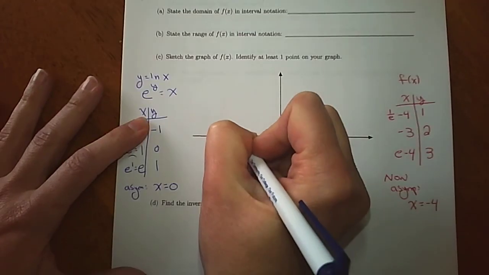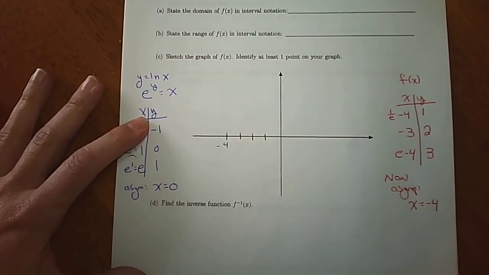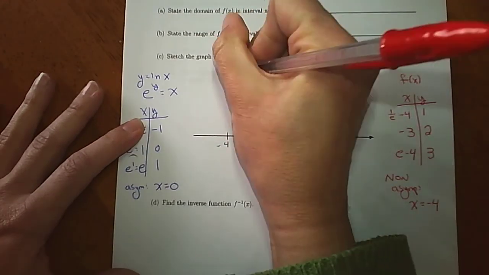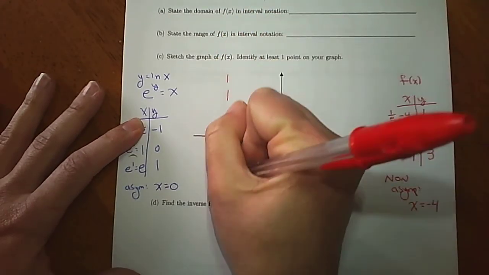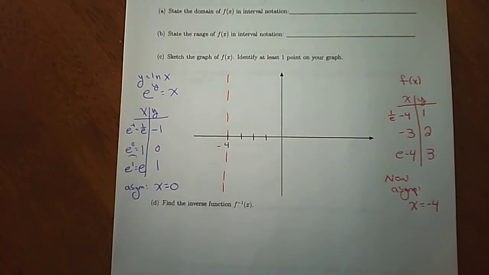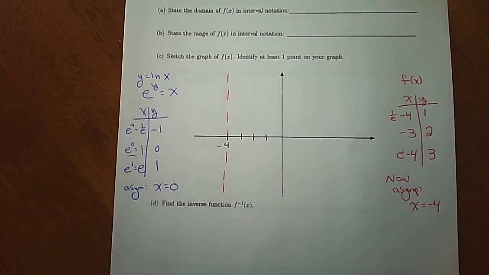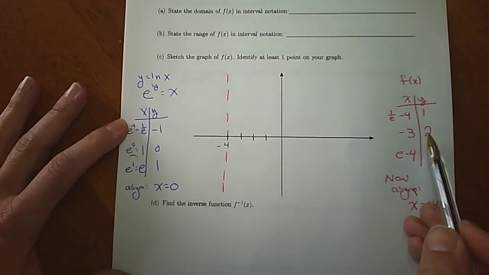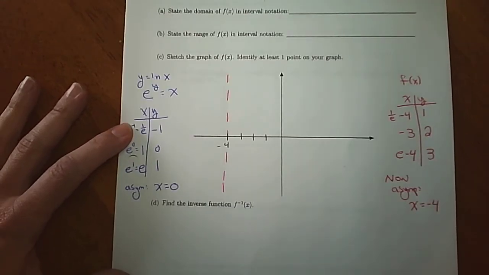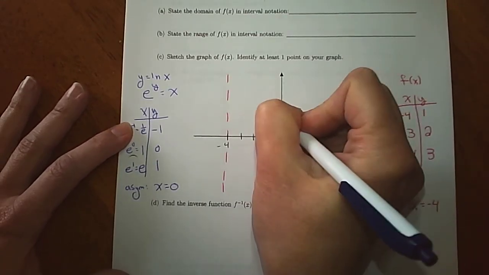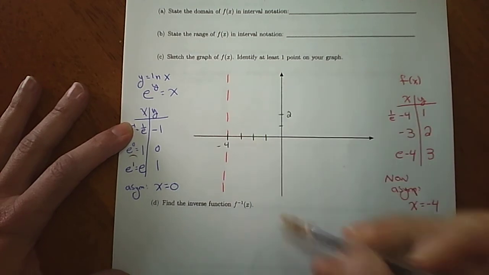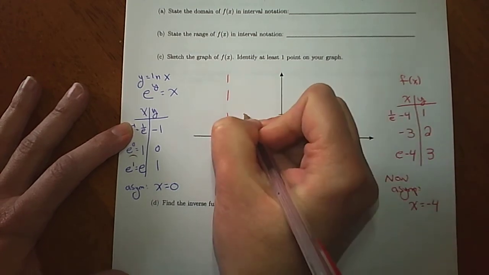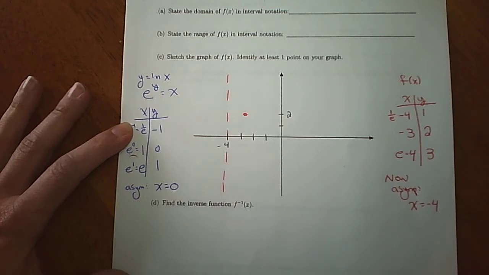1, 2, 3, 4. Negative 4, right? So we know we have an asymptote there. Okay, now let's talk about the other points we have to plot. This one's easy, so let's do that. At negative 3, we're going to put a dot on 2. So at negative 3, I'm putting a dot on 2.